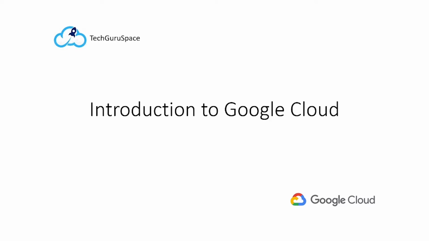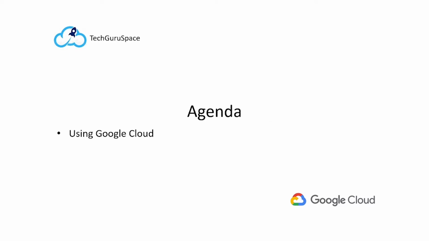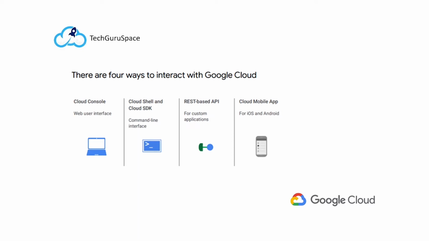So in this module, I will provide you with an introduction to Google Cloud. This module will be focused on how you would interact with Google Cloud. To start with, there are four ways you can interact with Google Cloud. We'll talk about each one of them in turn, but there is the Cloud Console, which is your mainframe. Then it's Cloud Shell and your Cloud SDK, the APIs, and the Cloud Mobile app.